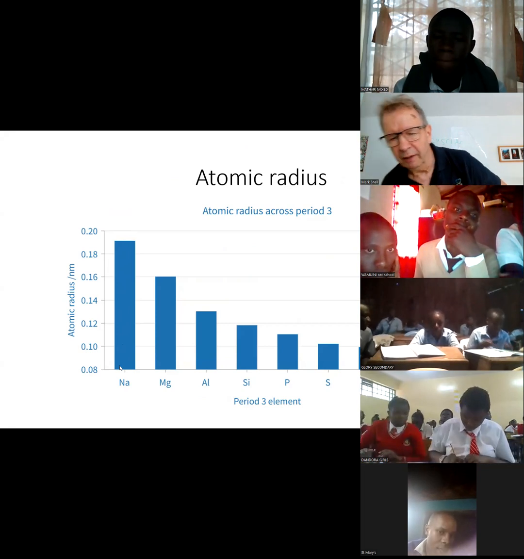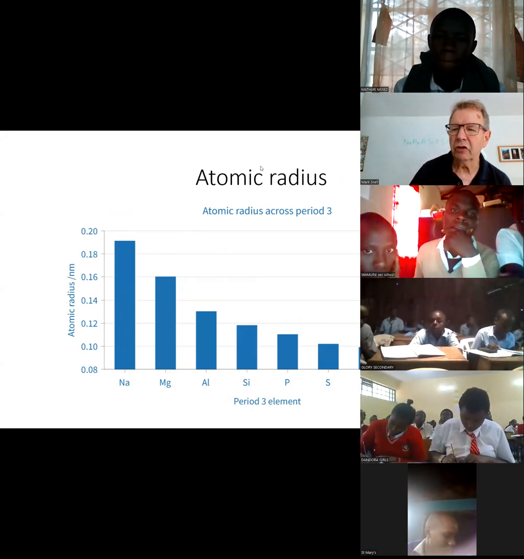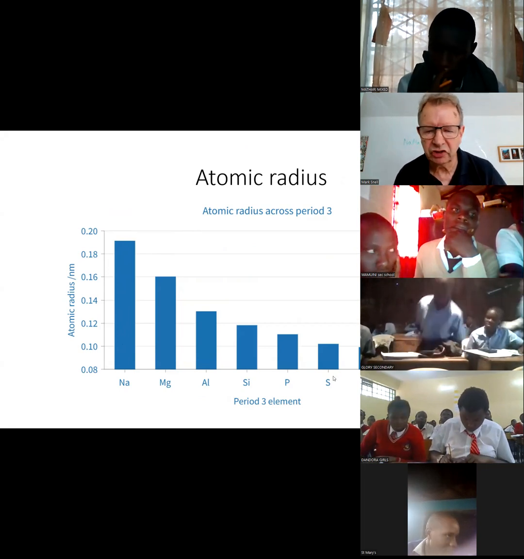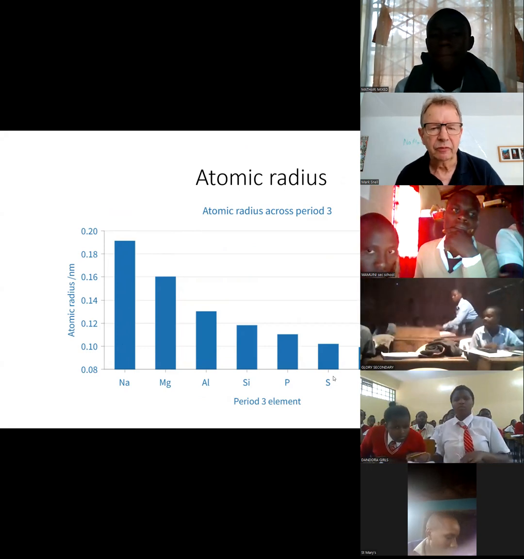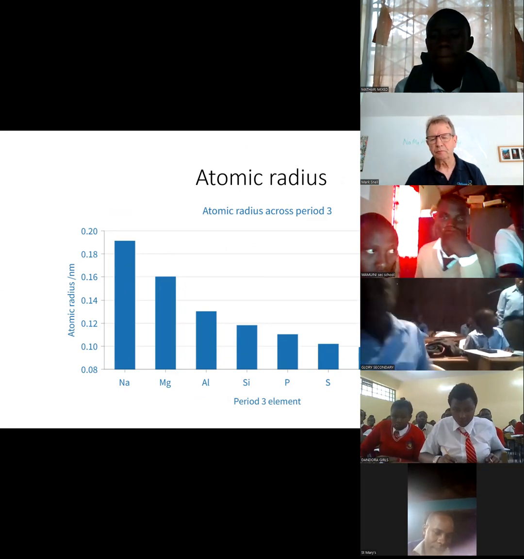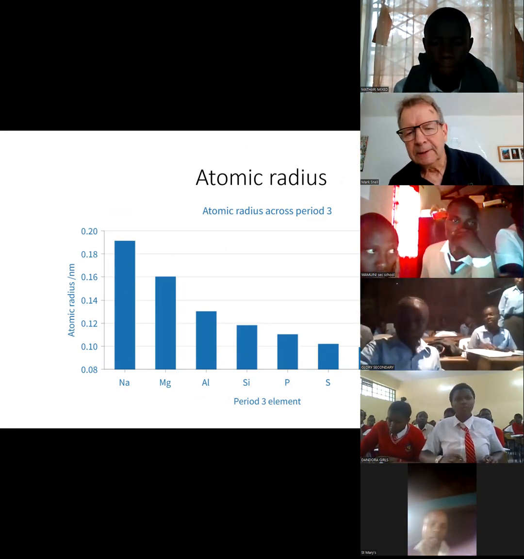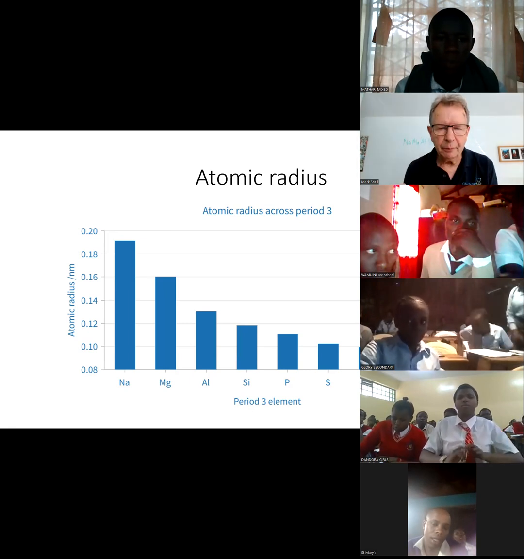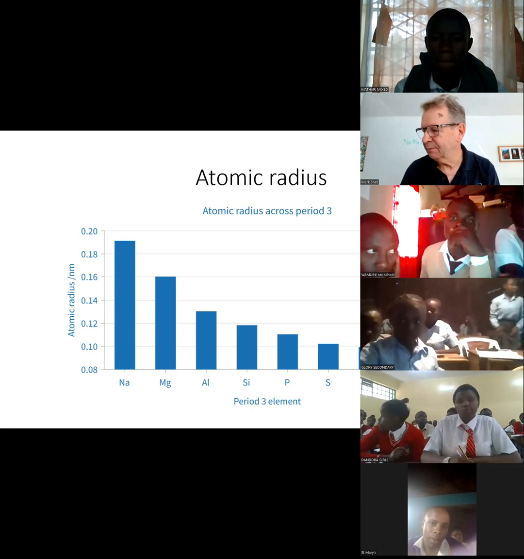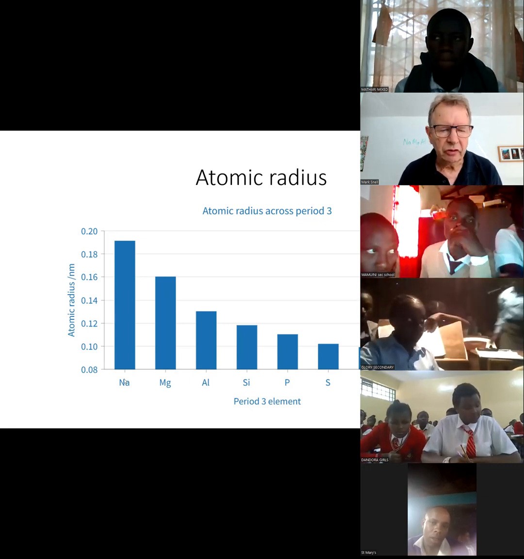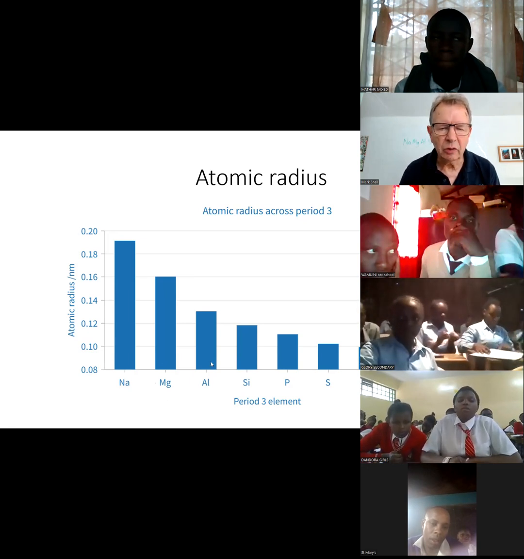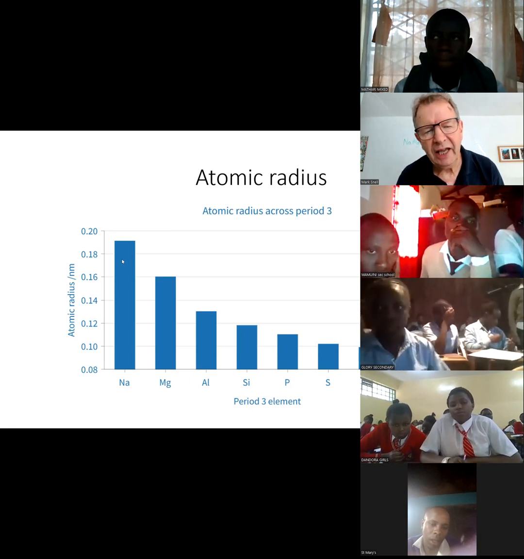Now that might seem weird because sodium is the one with the least number of protons, the least number of electrons, the least number of neutrons. Sodium has 11 protons, 11 electrons, 12 neutrons. When you go to magnesium, suddenly it has another proton and another electron, but it's smaller. Look at the graph, it's smaller. So sodium, 11 protons, magnesium, 12, aluminium, 13. And look what's happening. They're getting smaller, but the change is getting less.